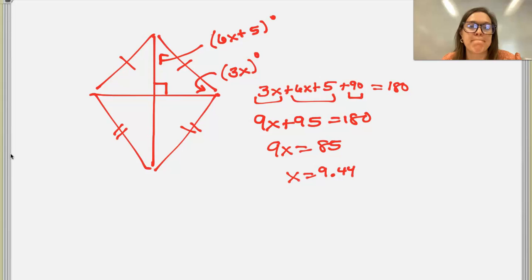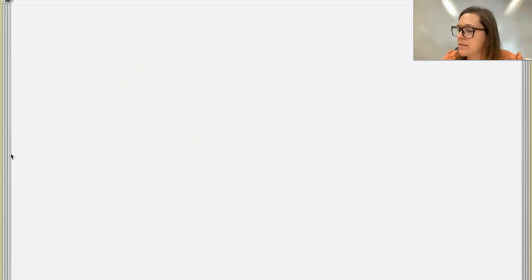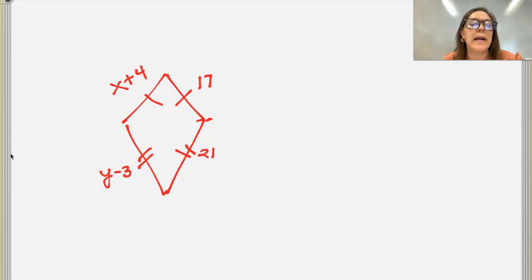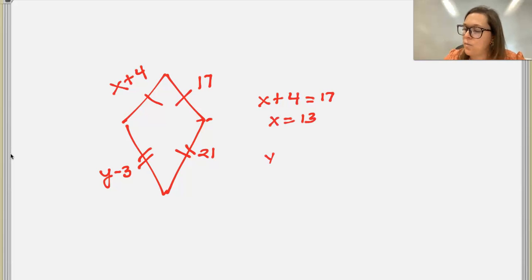Okay. All right. Let's try this out. If I had something that looked like this, here's my kite. And this was 17, and this was x plus 4, and this was y minus 3, and this was 21. How would you solve for x and y? Hopefully that's pretty easy. Well, x plus 4 would be equal to 17, so x equals 13. Your y minus 3 would equal 21, so your y would equal 24.